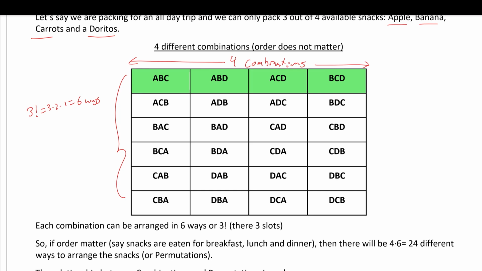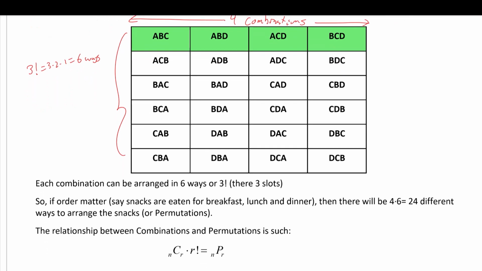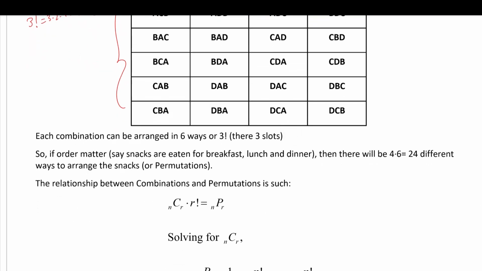So the number of permutations is this total amount in this chart here, 4 times 6, which is 24. So the number of combinations here was 4. The number of ways that each combination can be rearranged is 6. So that means the total number of permutations is 24. Okay, so that's the relationship between combinations and permutations. So permutations is always going to be a larger number than combinations.